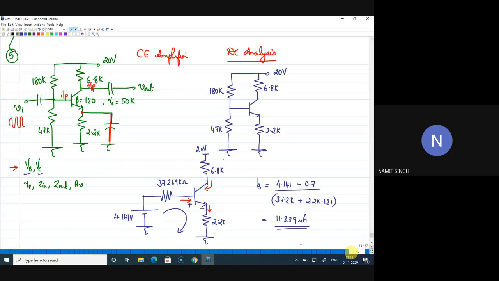For evaluation of VB, sir, we'll apply the KVL. So VB is this point, right? So what is the VB voltage? It is 4.141 volt minus IB, minus 0.7. No, I'm asking you this voltage, VB. So VB is 4.141 minus this drop, right? Yes, sir. So 4.141 minus this drop, or you can find it since I know IE into 2.2 plus 0.7. Either way you can write.